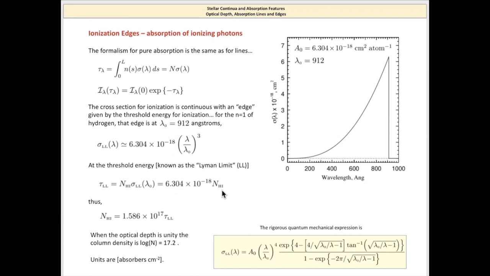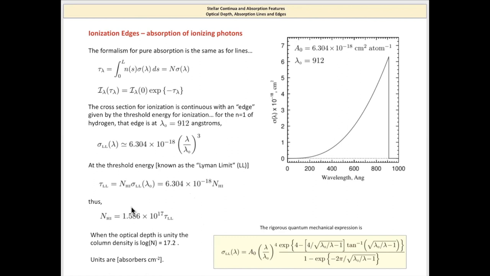And that's really nice, because that means if you can go to a spectrum and measure the optical depth right at 912 angstroms, bada bing, you know the column density of neutral hydrogen. And I'm going to show you that in a minute. When you invert this and solve for the neutral hydrogen column density, you get 1.586 times 10 to the 17 times the optical depth at the limit, 912 angstroms. The log of this number, 1.586 times 10 to the 17, is 17.2. So now, ladies and gentlemen, you know that if you see an ionization break in a spectrum, and the optical depth at that break is one, the column density equals 10 to the 17.2. This is a very important relationship, because if you can measure the optical depth from the spectrum at 912 angstroms, you get the column density directly.